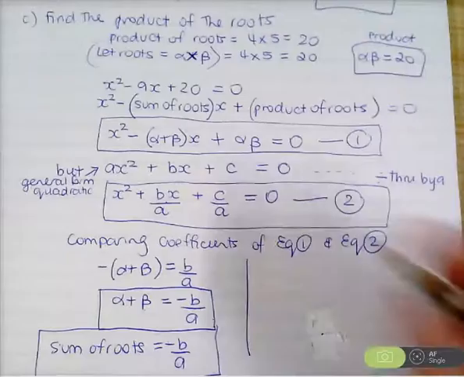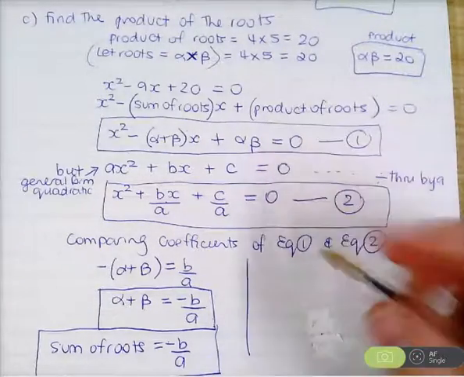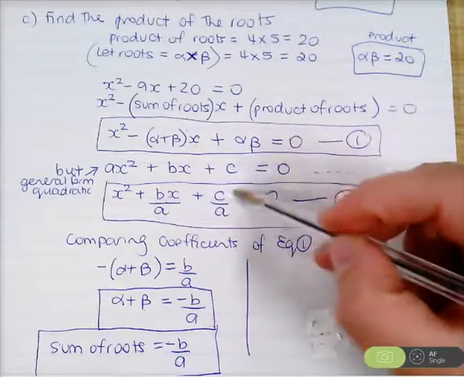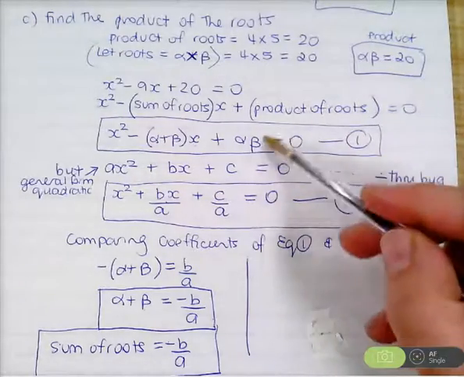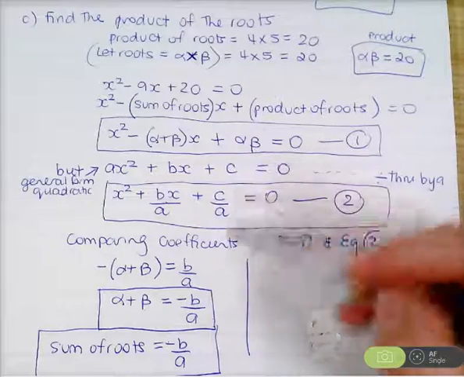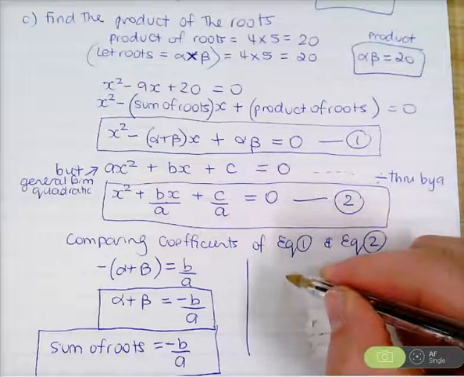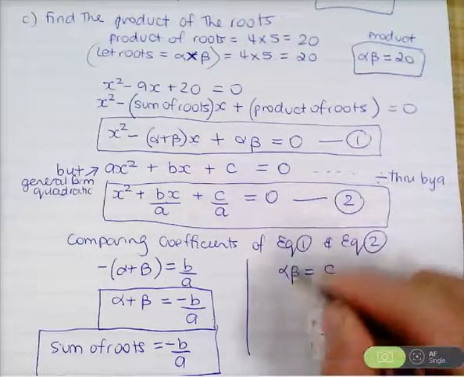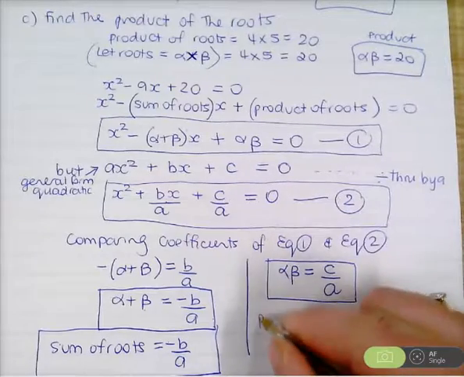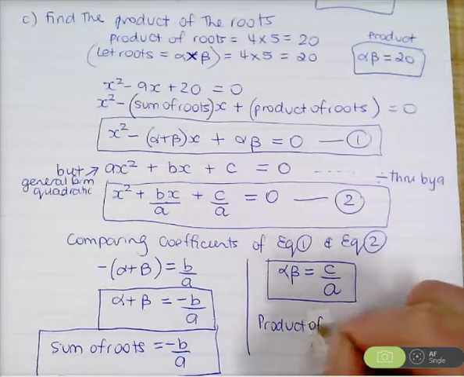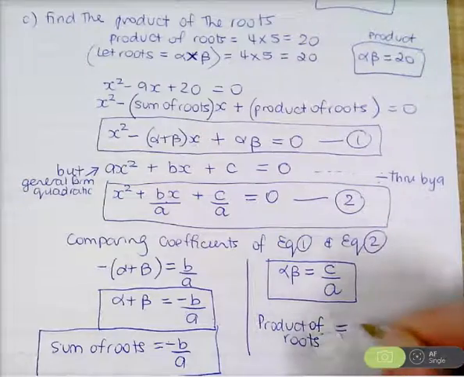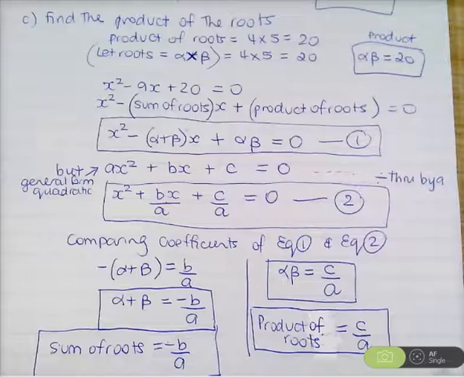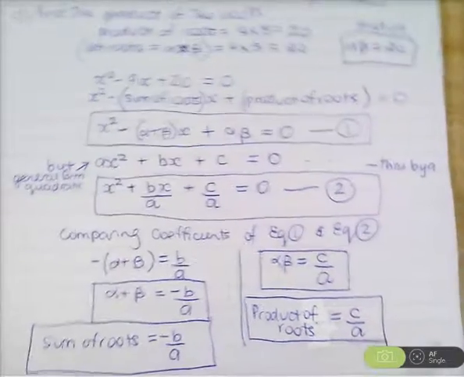Now, over here, I'm going to look at the constant terms. So comparing the constant terms, what can I say? Look at the constant term there and this one. What can I say? Alpha times beta equals c on a. So that's our next equation. In other words, the product of roots is equal to c over a. Okay, I'll move this down.